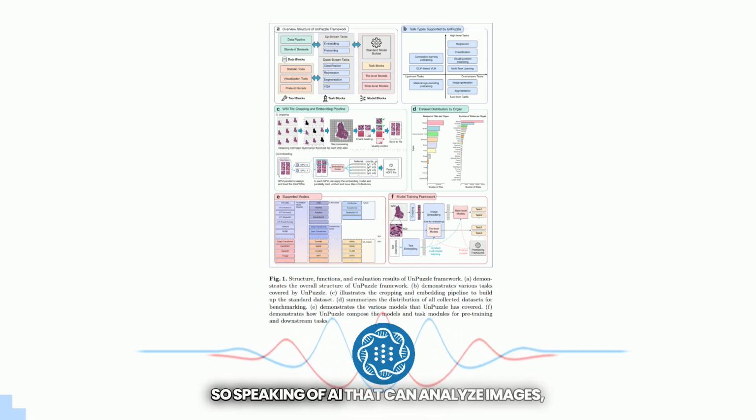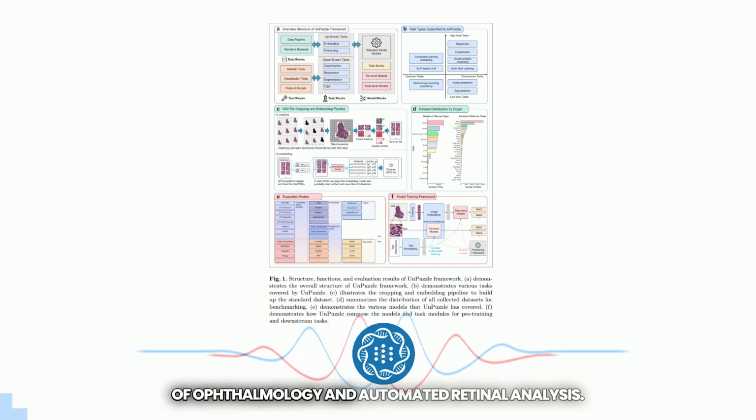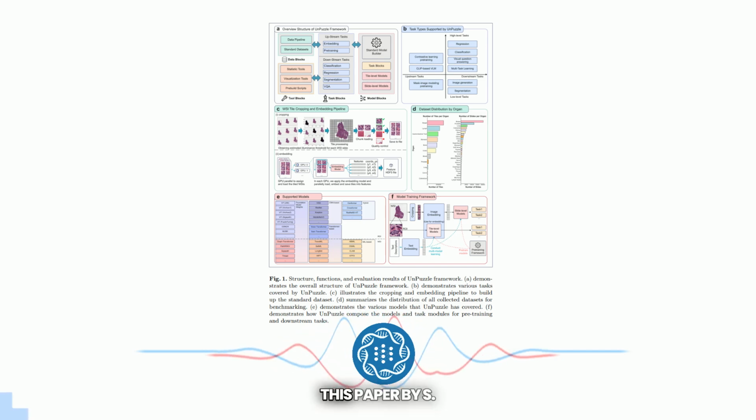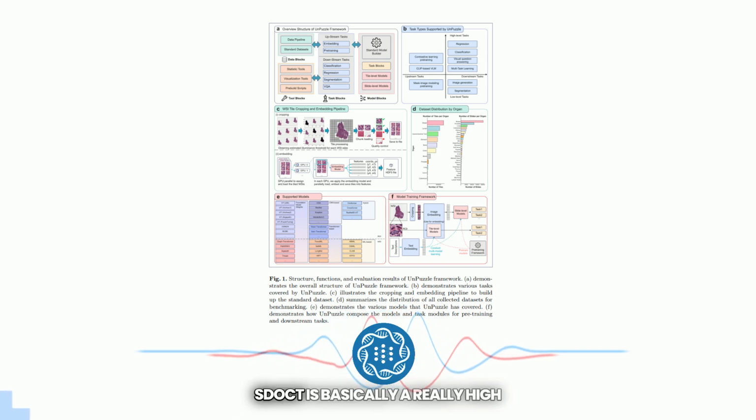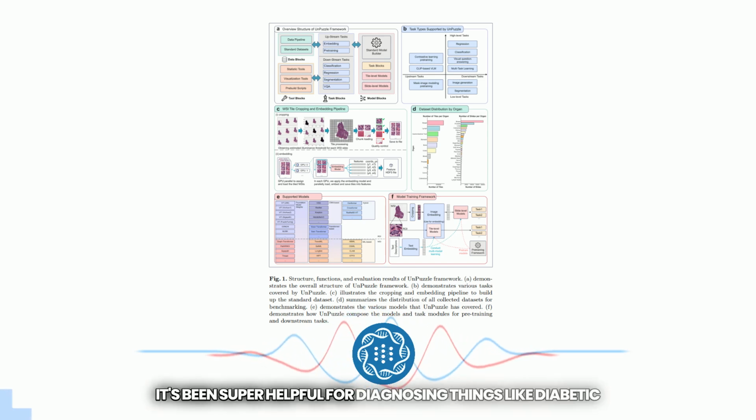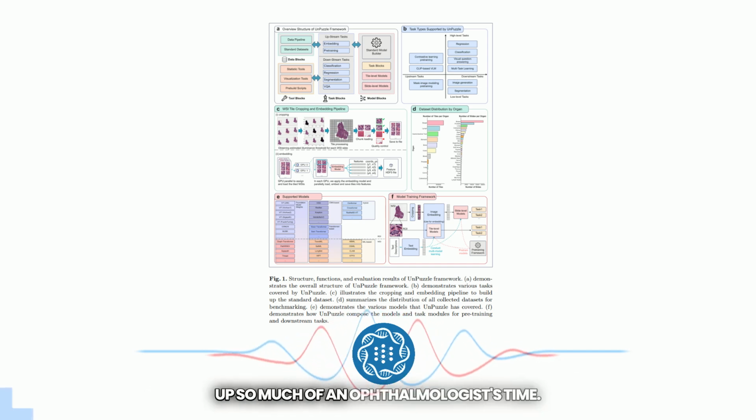Yeah. So speaking of AI that can analyze images, this next paper takes us to the world of ophthalmology and automated retinal analysis. This paper by S. Chen and their colleagues dives into the world of SD-OCT imaging. SD-OCT is basically a really high-resolution 3D scan of your eye. It's been super helpful for diagnosing things like diabetic retinopathy, but analyzing all those images can take up so much of an ophthalmologist's time.